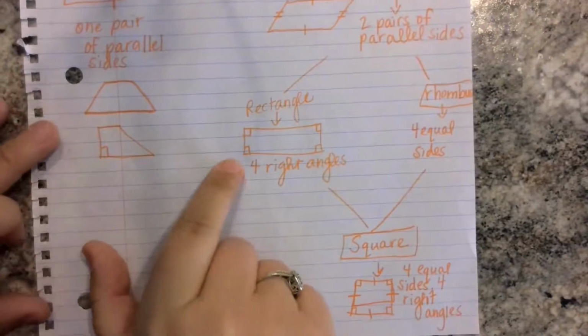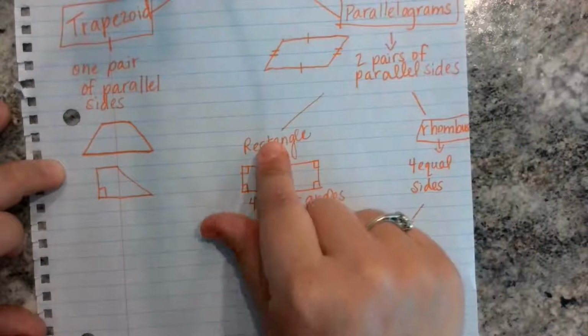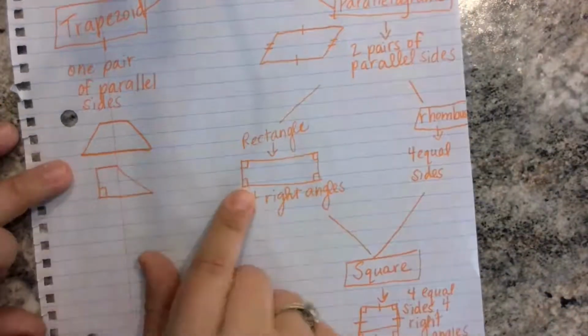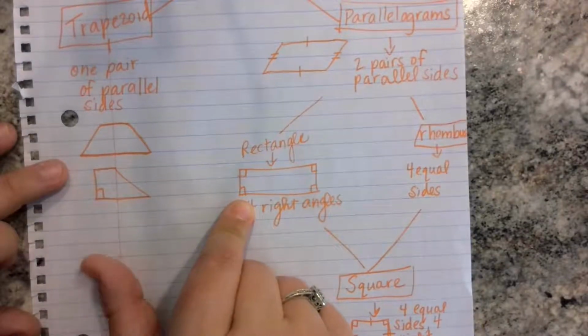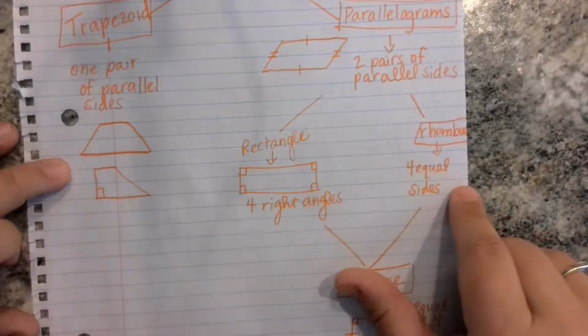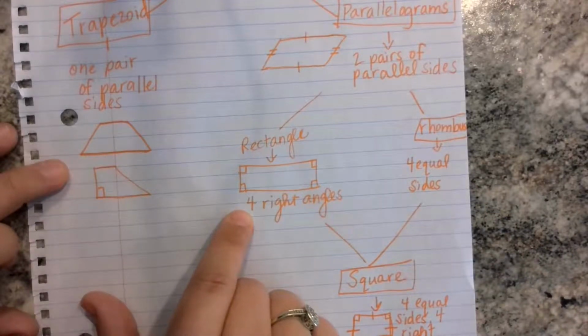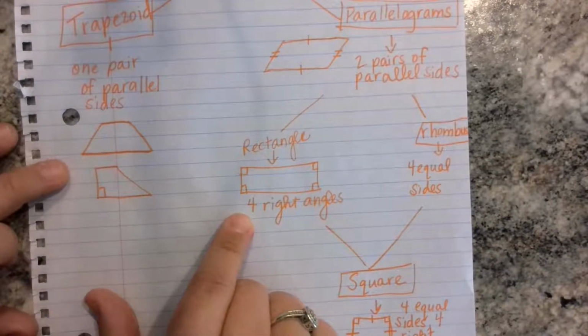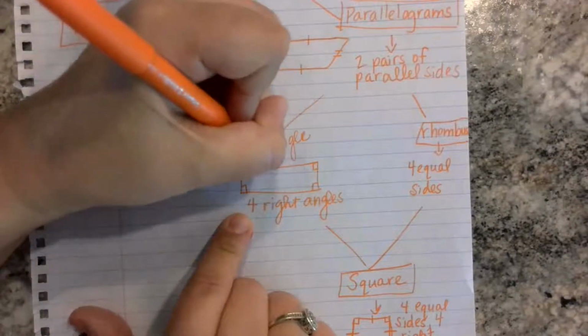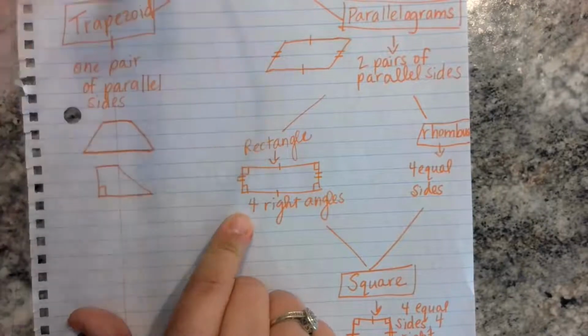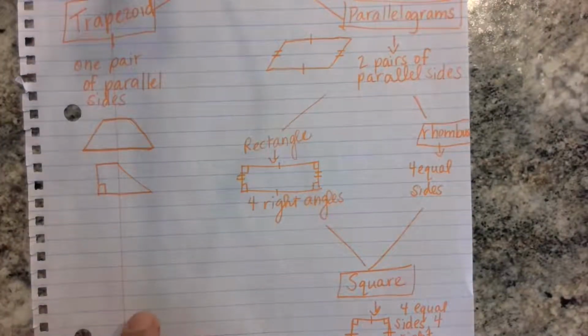Okay? So then another type of parallelogram, and you'll see how this kind of branches off into two things. One of them is based on its angles, the other one is based on its sides. So a rectangle has 4 right angles, but the sides do not have to be congruent. So this side would be congruent to this side is congruent to this side. So opposite sides are parallel and congruent, and it has 4 right angles.